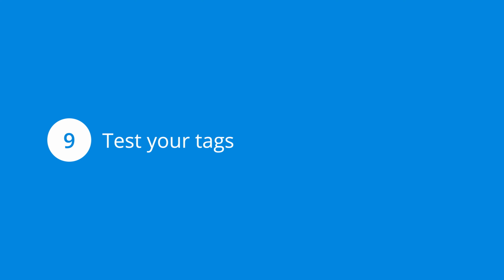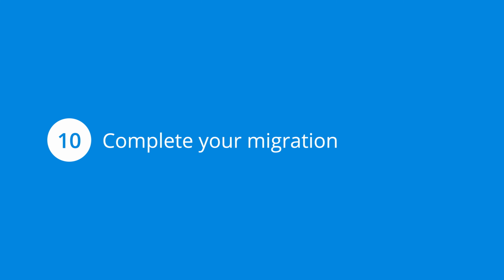Step 9 is to test all of your tags using the preview mode. We covered Tag Assistant and the preview mode earlier in the tutorial. Finally, step 10. Once you're happy with the tags and triggers and variables you've added to Google Tag Manager, it's time to publish the container.